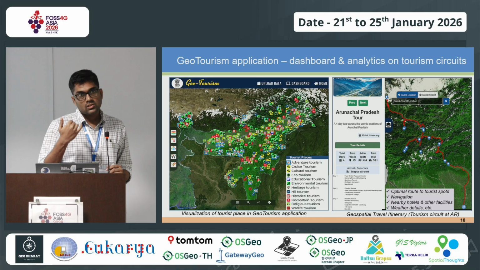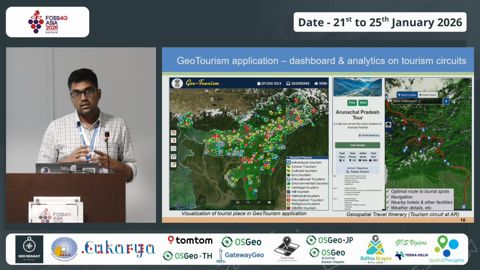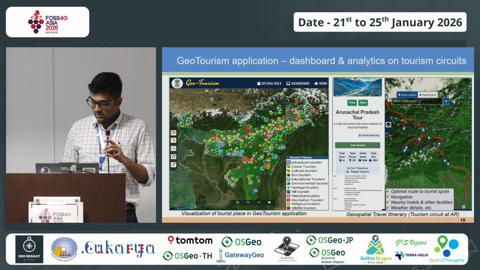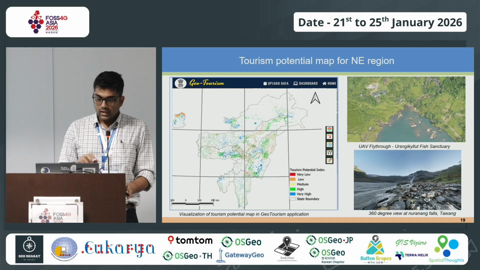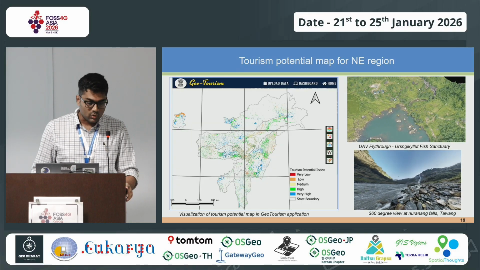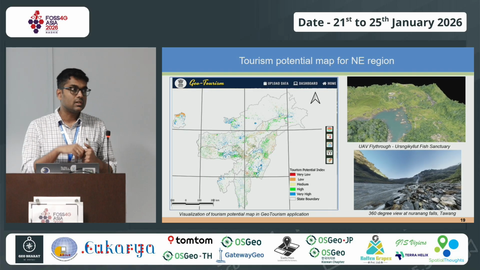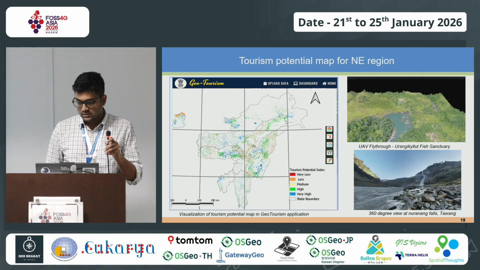The Government of India has also identified around 40 plus tourist circuits that are being taken up for development. So these tourist circuits were also mapped onto it, and we also developed something called a tourism potential index, where the potential sites can be taken up for further development of tourism related infrastructure.